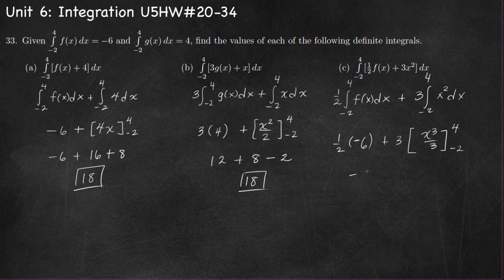1/2 times negative 6 is negative 3, plus 3 times, now we sub in the 4, so 4 times 4 is 16 times 4 is 64, so 64 over 3, minus, and then when I sub in the negative 2, I get negative 8/3. So negative 3 plus 3 times 64 plus 8 is 72. 72 thirds. Oh, and our 3's cancel out. So negative 3 plus 72 is 69.